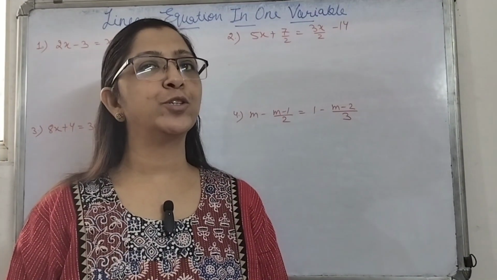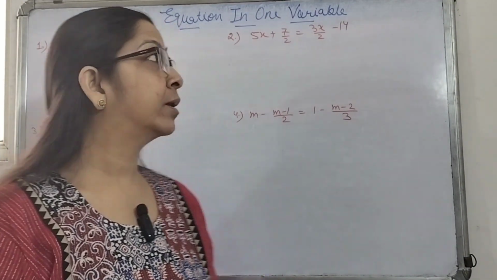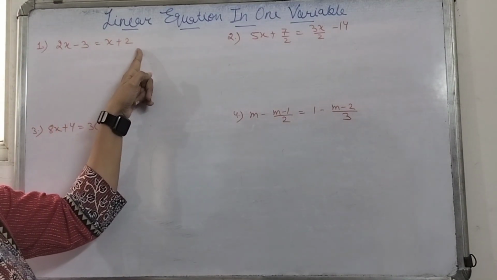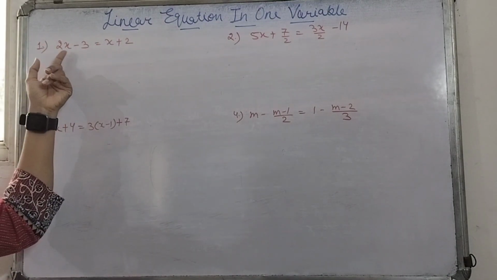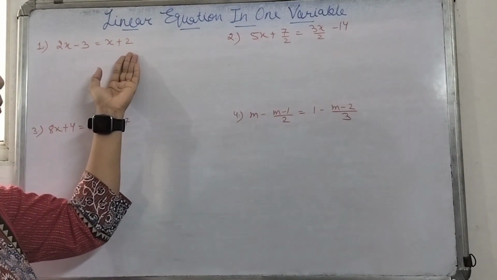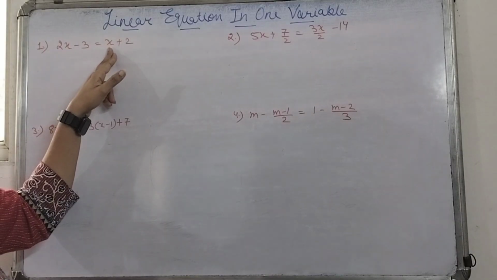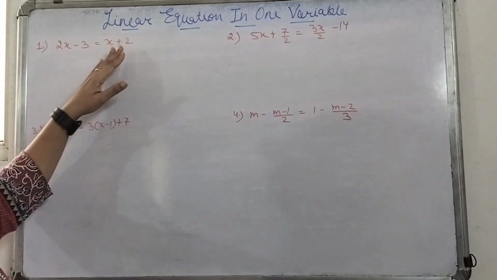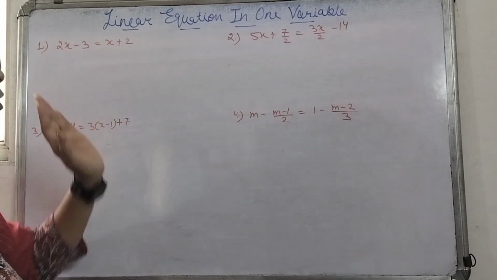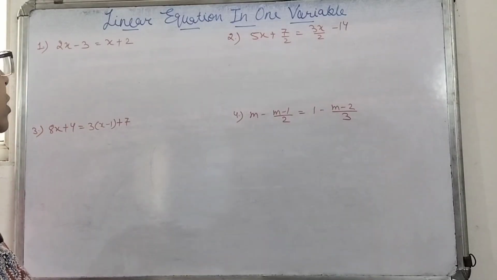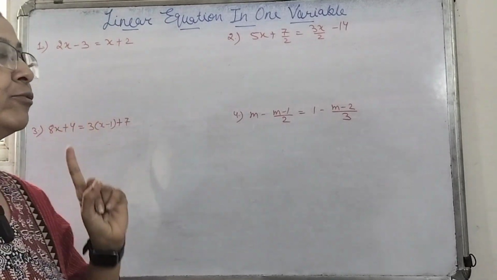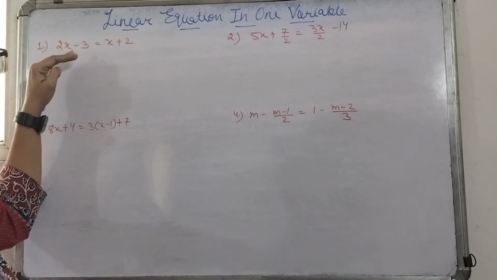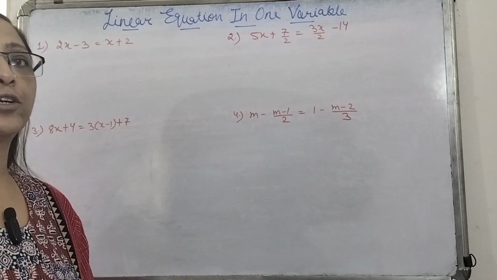Now let's understand how to solve linear equations in one variable. The first equation is 2x minus 3 is equivalent to x plus 2. Over here, this algebraic expression, 2x minus 3, is equivalent to x plus 2. Now we have to find the value of x, the variable, for which the LHS part will become equivalent to the RHS part. As we said, for linear equations we get only one value of the variable for which the value of the LHS part becomes equivalent to the value of the RHS part.